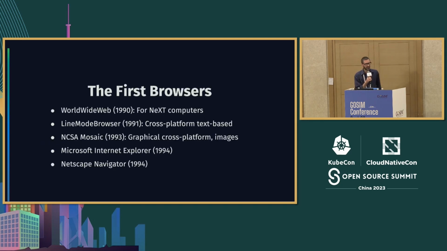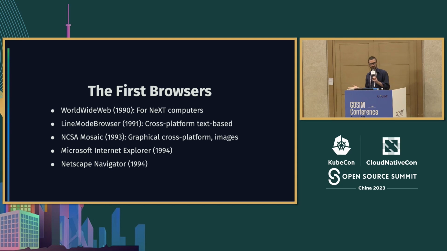So around 1990, someone wanted to create a web page. And to do that, they had to invent the World Wide Web. Shortly after that time, the first browser was made. And that browser was called, creatively, World Wide Web. The thing about this browser was that it was only for NeXT computers. It had a graphical user interface, but it only worked on one operating system.